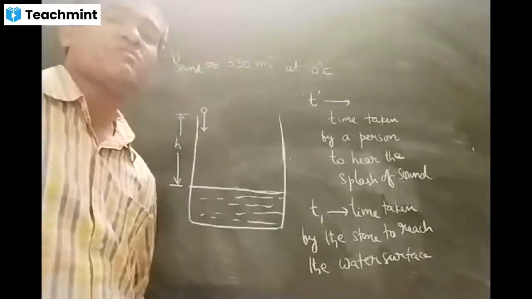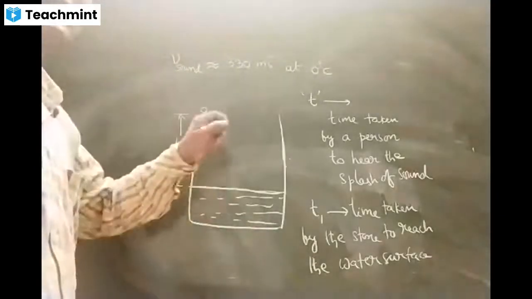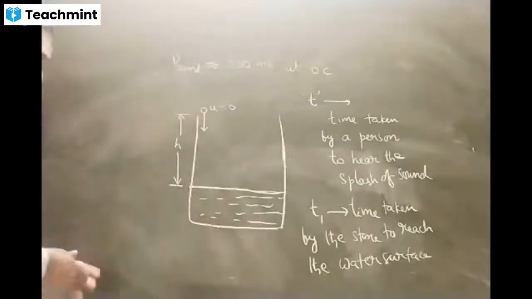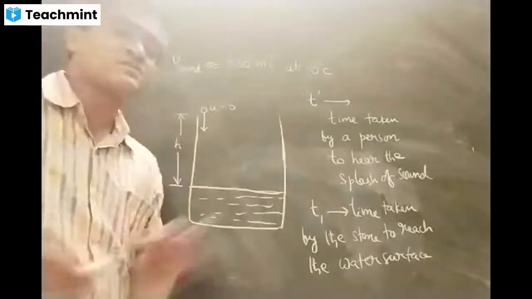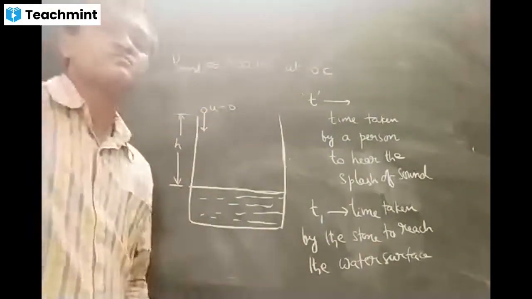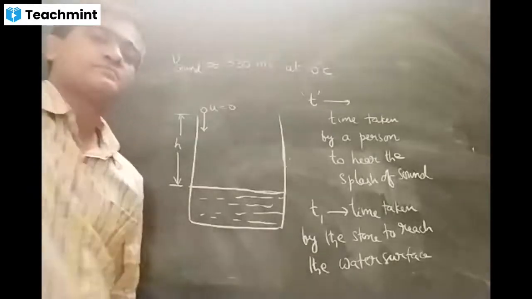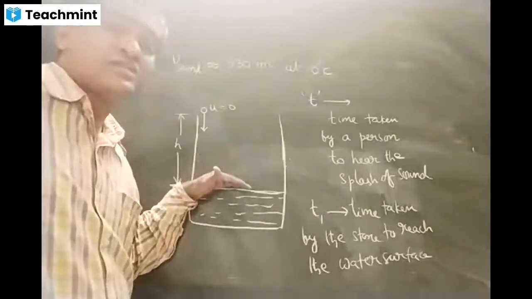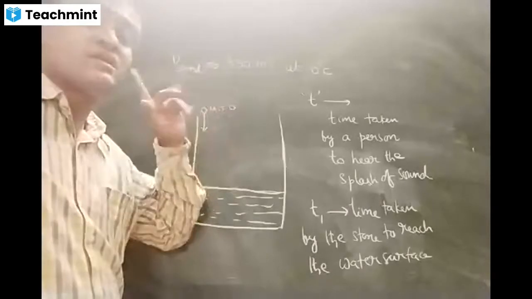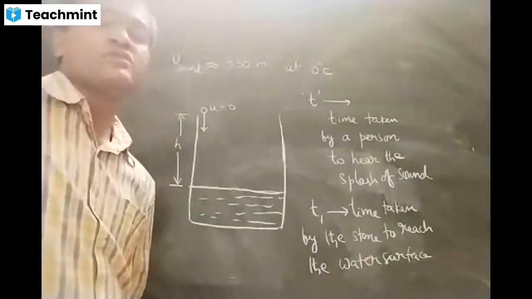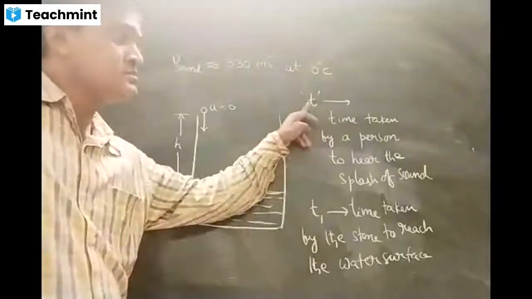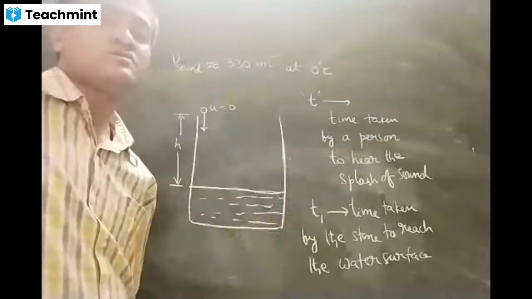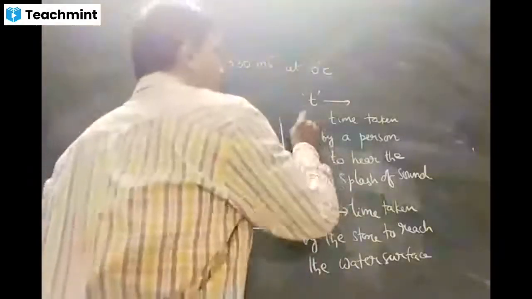Now what is the initial velocity of the stone? Because it is dropped, it is 0. So this should be 0. Now when can you expect this person hears the splash of sound? When it reaches the water. Again, the sound has to travel from the water surface to the ear of the person. That time also I need to consider. And what is this t? I said time taken by a person to hear the splash of sound, I mean total time.